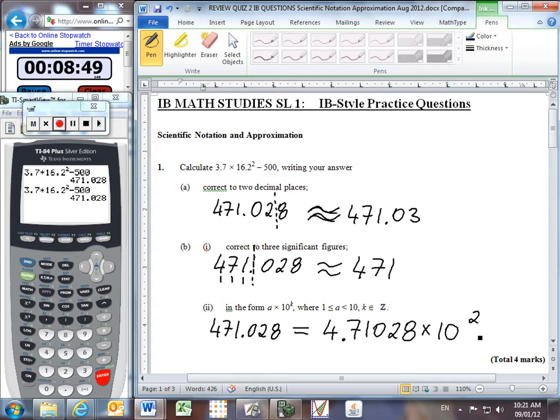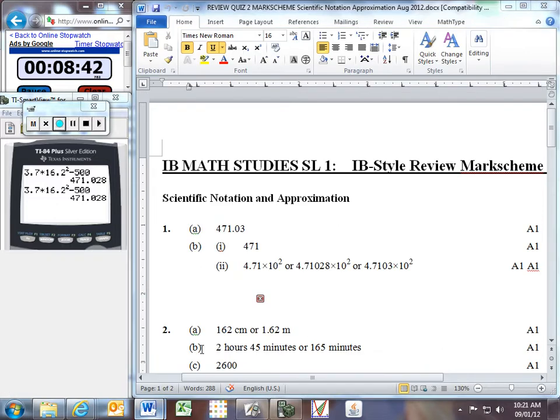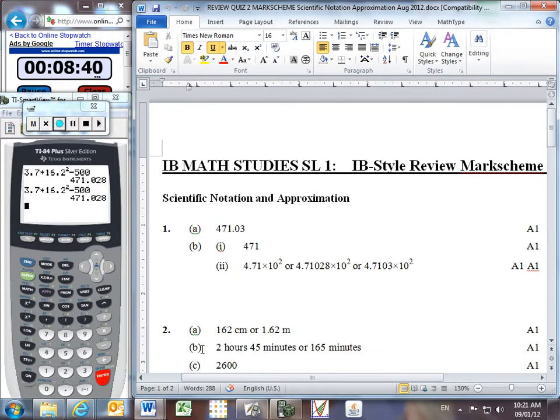Number 2. Oh, sorry, let me just flip over to the mark scheme so that you can have a look and see how the IB awarded marks for this work. There, they've rounded to 2 decimal places, and they got 1 point. And then in part I, getting 471 to 3 significant figures is also 1 point. And then writing it in scientific notation, this is a little bit interesting, I think.